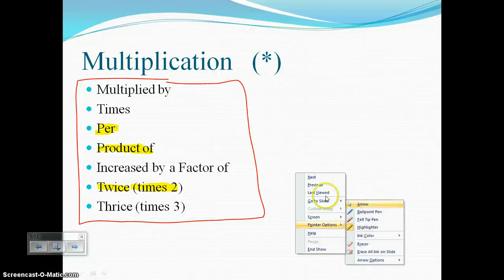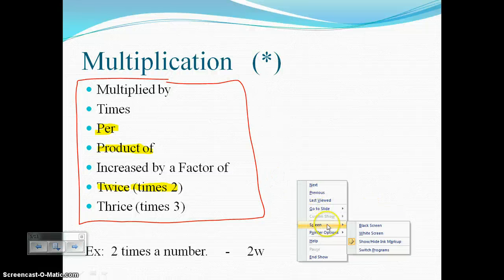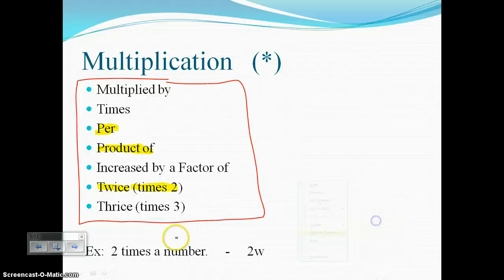So let's look at an example. If I have 2 times a number, since we don't know what that number is, we're going to give it a variable. But remember, we don't write a number next to a variable with a dot in the middle. We just write it as 2w, okay? Because a number next to a variable means to multiply.